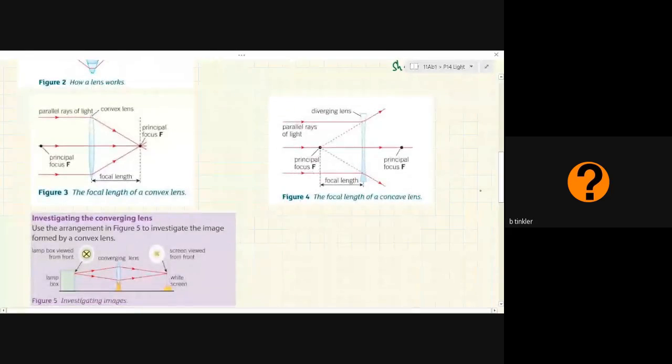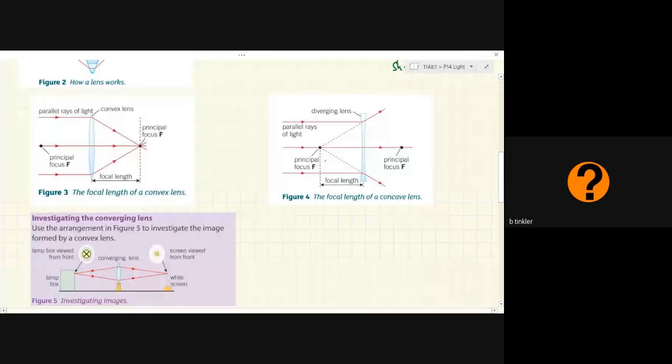Right, let's get back to lenses. So here are our diagrams from the book showing your convex lens, the principal focus, and the focal length, okay? And here's our diverging concave lens, just like the diagrams I've just drawn for you.